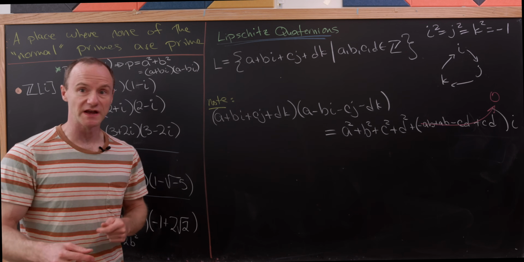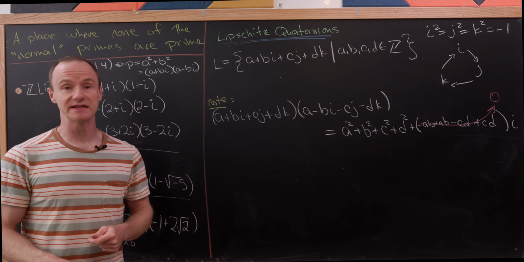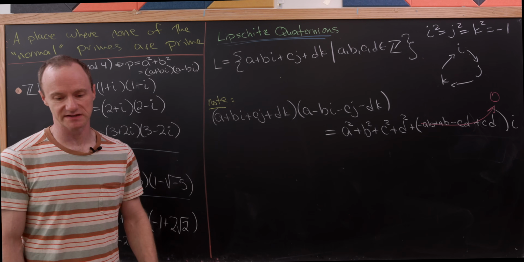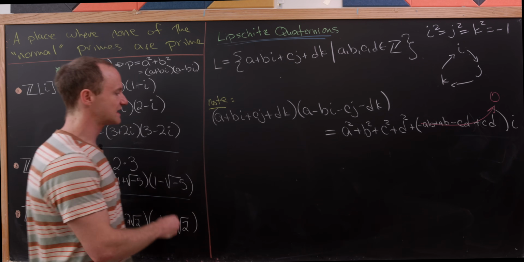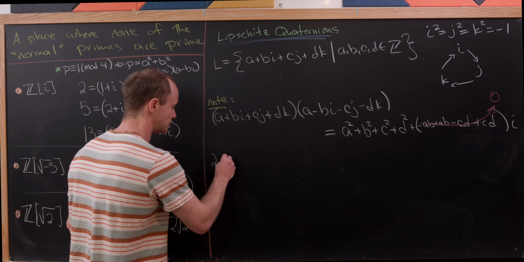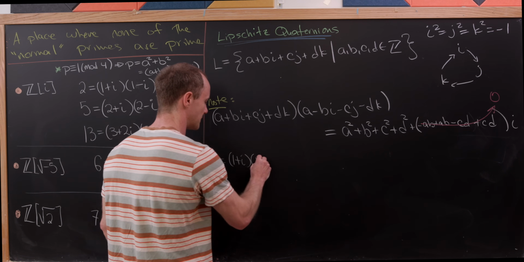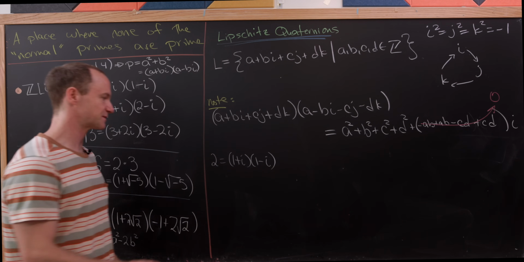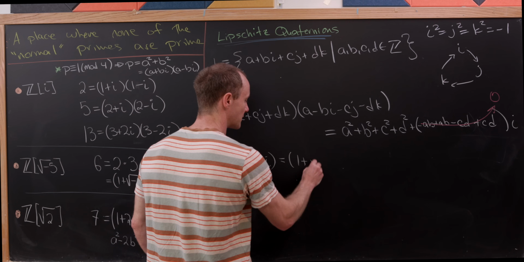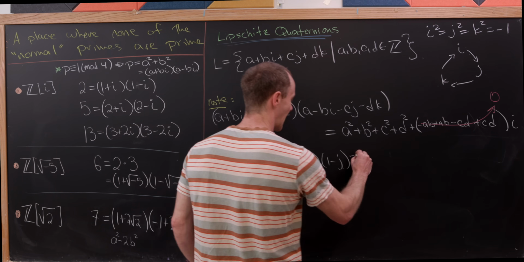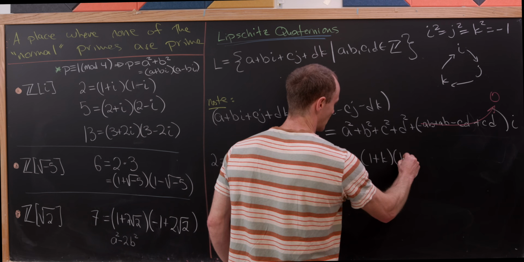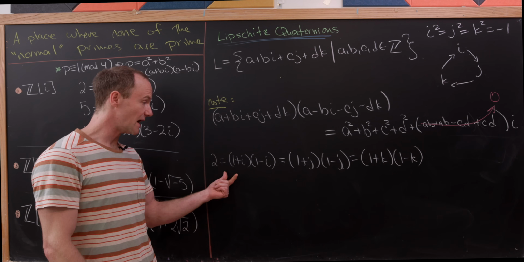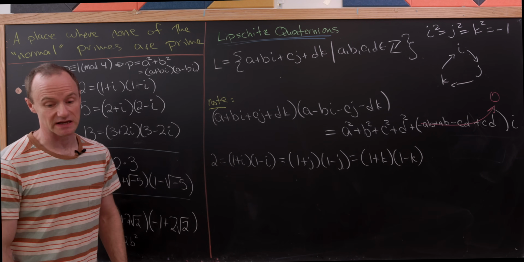But this gives us a motivation for a way to factor inside of these Lipschitz quaternions, or in a way that maybe we couldn't factor inside of the normal integers. So let's notice the following. So we still have 2 is equal to 1 plus i times 1 minus i, because if you're just adding in the i, it's just like the complex numbers. But notice that's going to be the same thing as 1 plus j times 1 minus j, and 1 plus k times 1 minus k. So in fact, we can factor 2 these ways, but that factorization is not unique.